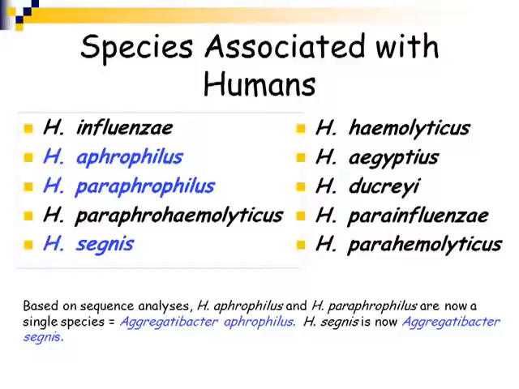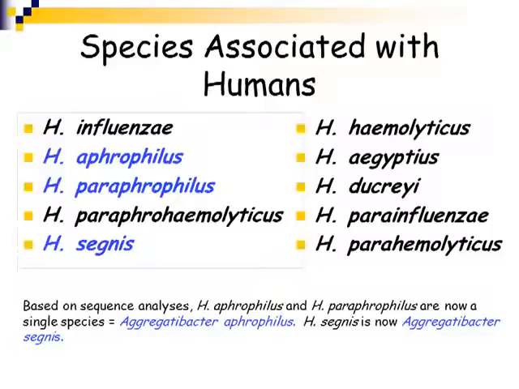Now, the species associated with human disease, the big species is Haemophilus influenzae. That is the one we will put more attention on because that's the major pathogen of the Haemophilus. There's also Haemophilus haemolyticus, Haemophilus aegyptius, Haemophilus ducreyi, Haemophilus parainfluenzae, and there used to be 3 other Haemophilus species. On this slide they're shown in blue. They're Haemophilus aphrophilus, Haemophilus paraphrophilus, and Haemophilus cygnus.